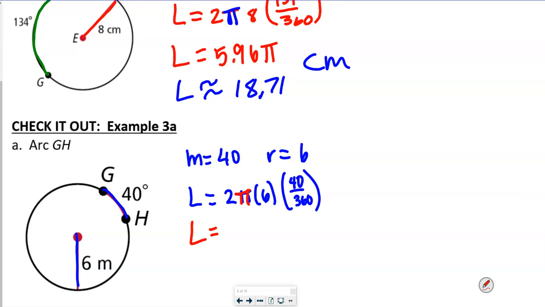So where's my answer? Lost my track here, y'all. Check it out, 3a. Okay, so this one is 1.33 pi. And the approximate answer is going to be when we multiply by pi, and both of these are meters, okay?